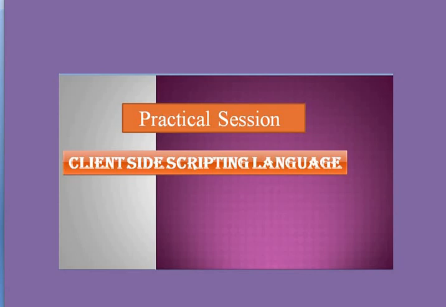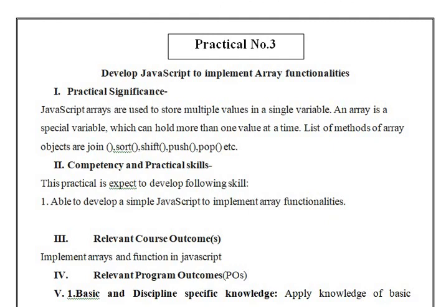Our third practical is to develop JavaScript to implement the array functionality. First of all, we will see what is meant by array. This is our practical number 3, that is develop JavaScript to implement array functionality. JavaScript arrays are used to store multiple values in a single variable. An array is a special variable which can hold more than one value at a time.